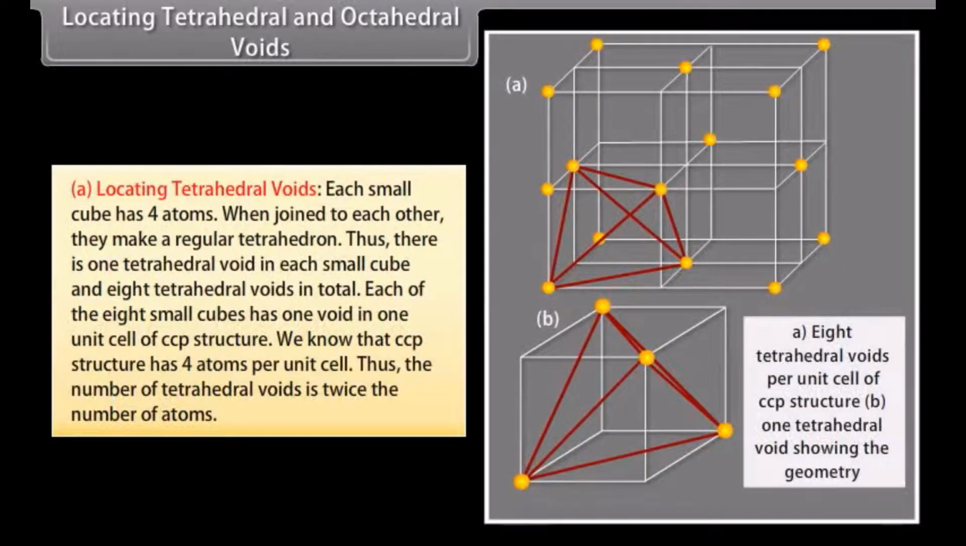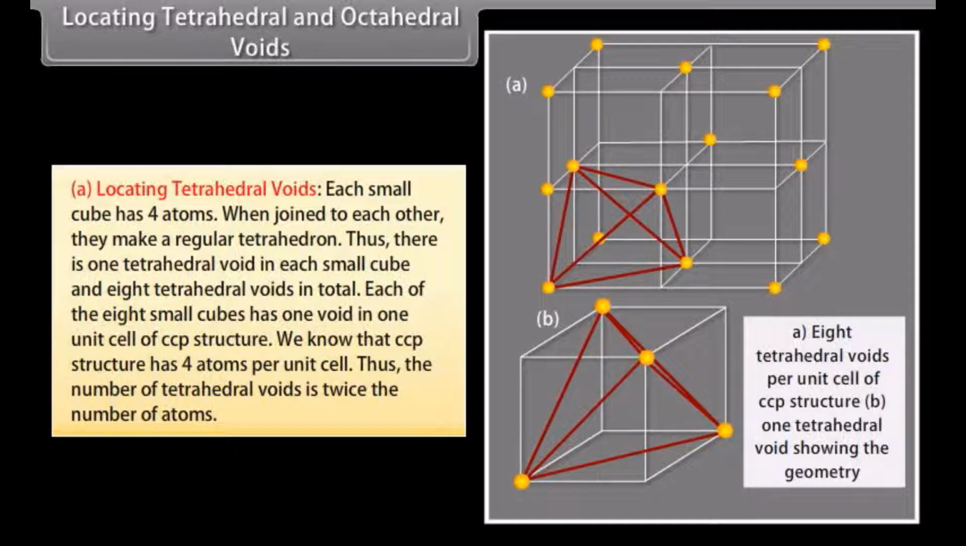Locating tetrahedral and octahedral voids. Locating tetrahedral voids. Each small cube has 4 atoms. When joined to each other, they make a regular tetrahedron. Thus, there is 1 tetrahedral void in each small cube and 8 tetrahedral voids in total.